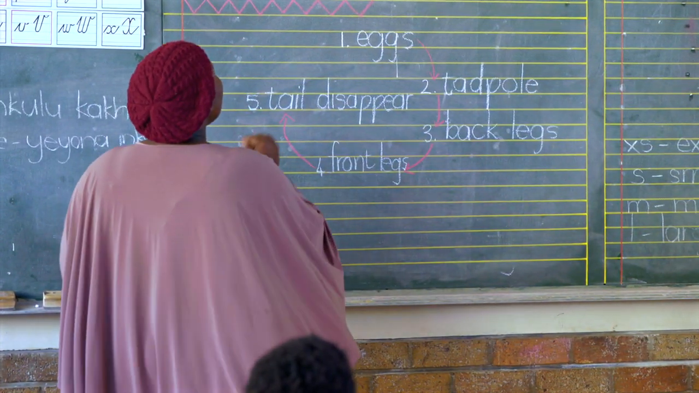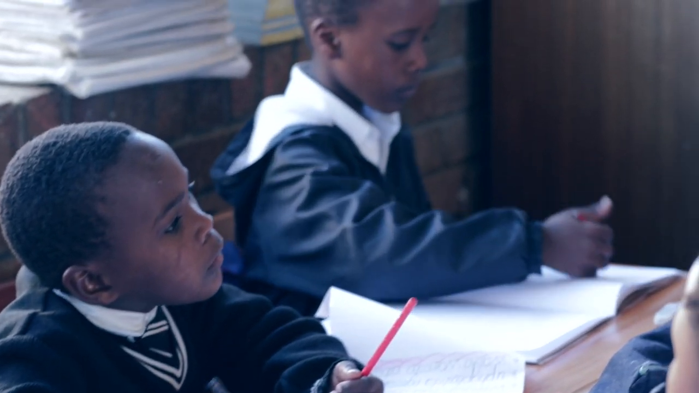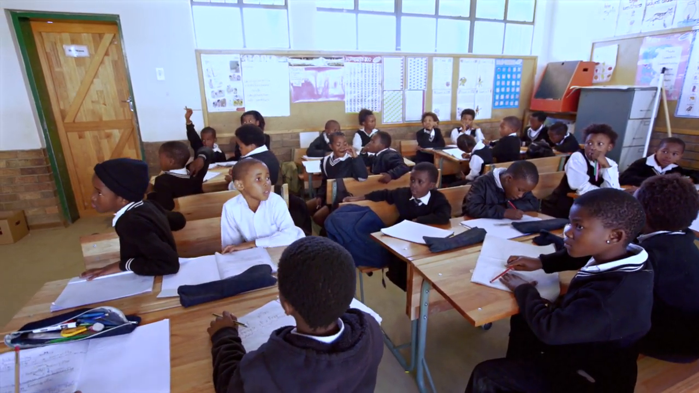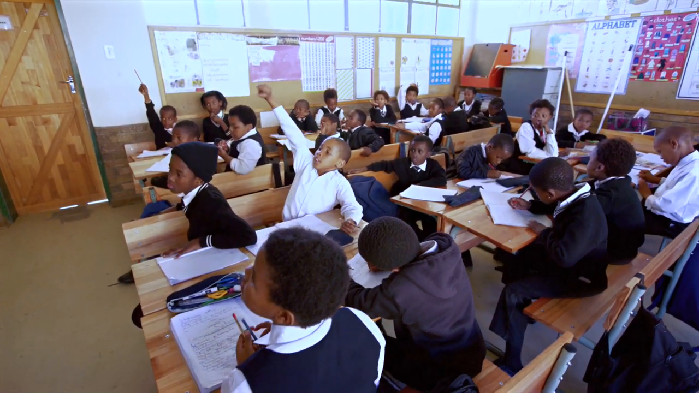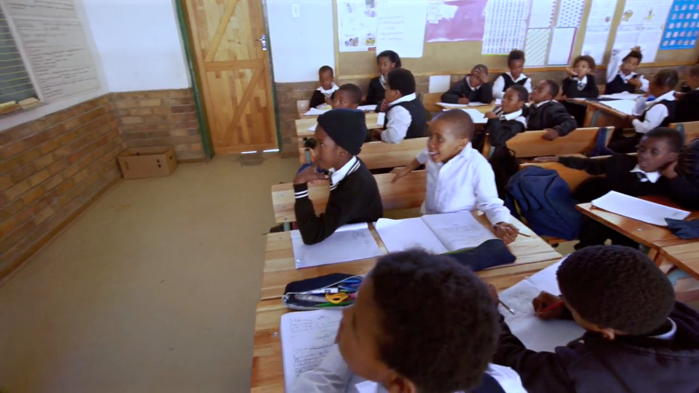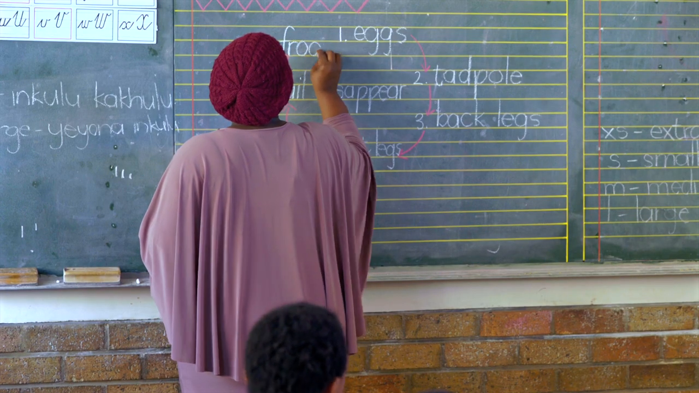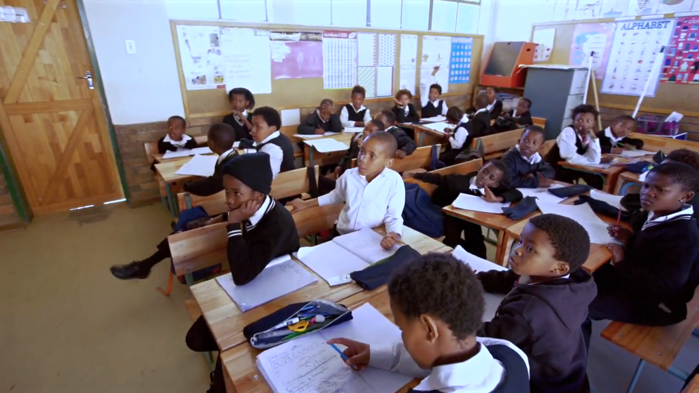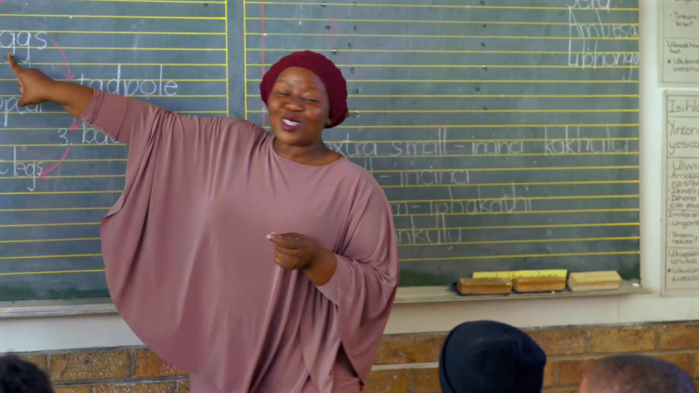And what happens in stage six? Oh man, you don't know the numbers. What happens in stage six? When the tail disappears, what do we now have? Lina, what do we now have when the tail disappears? The frog. We have a frog. Well done. And then what happens next? It happens all over again.